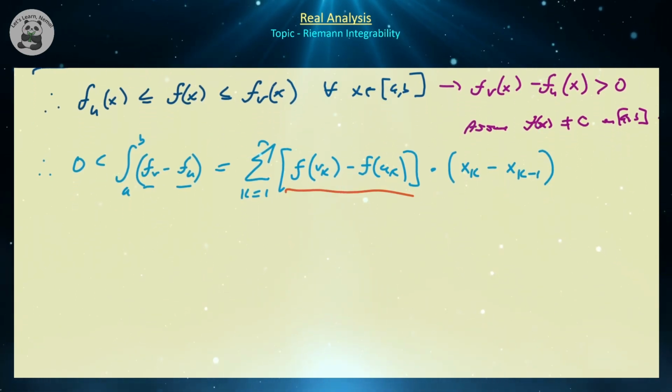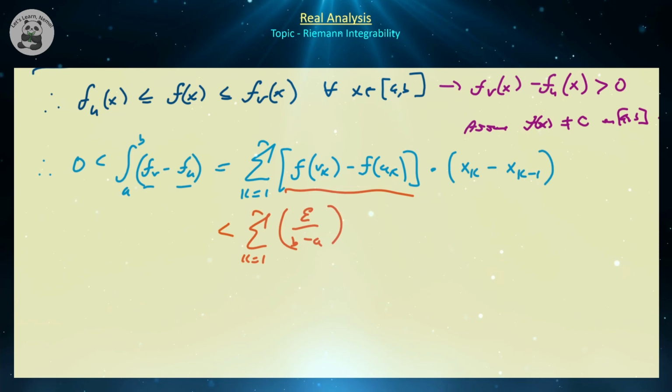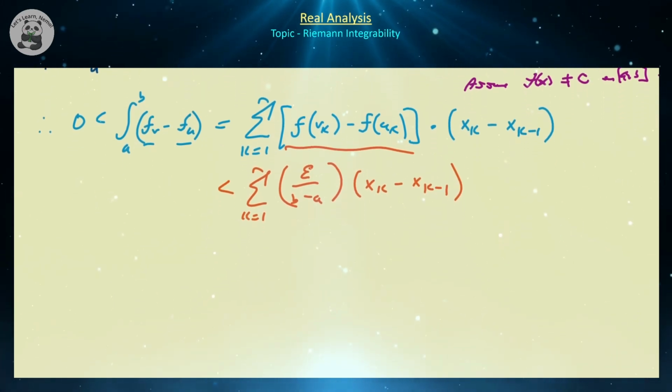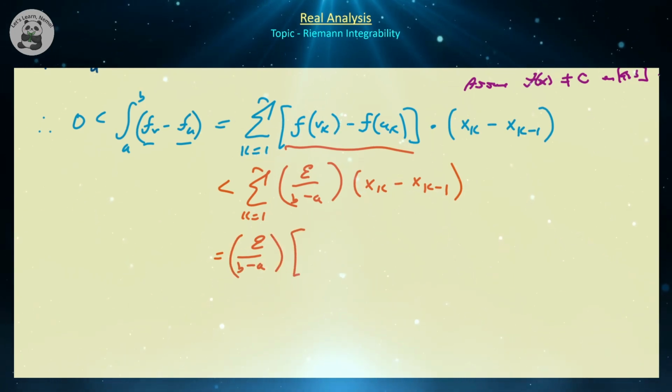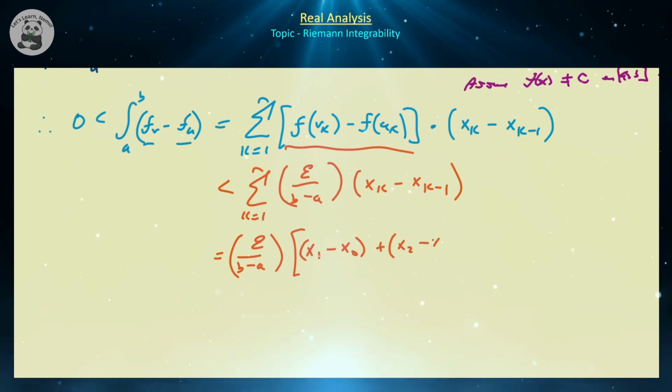So what do we have? We know that since f is uniformly continuous, this distance is strictly less than the sum from k equals 1 to n of epsilon over b minus a. So this is where little epsilon comes into the picture. And then we multiply by x_k minus x_{k-1}. Over here, that's just a constant, epsilon over b minus a. And then what do we have? When k equals 1, we have x_1 minus x_0, plus x_2 minus x_1, plus all the way down to x_n minus x_{n-1}.